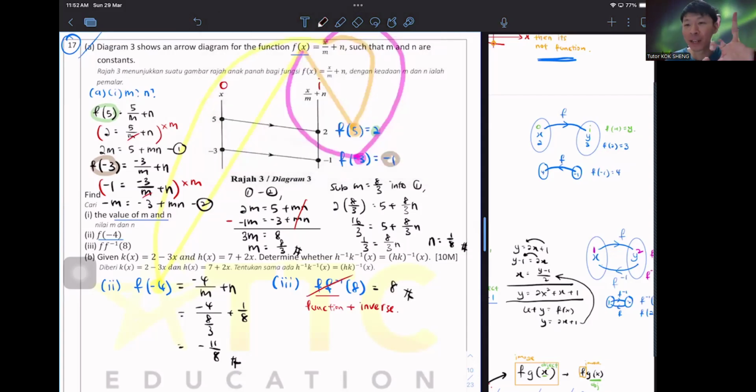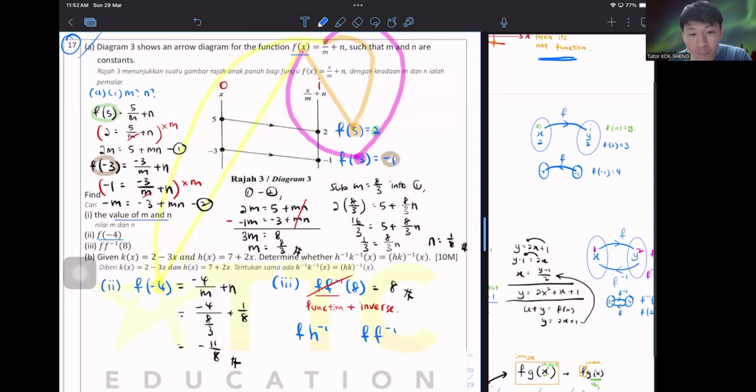Okay, yeah. I repeat here. The function and its inverse must be the same function. I mean, if it is f and f negative 1, these two can cut. It must be a function and its inverse. Only then you can cut. Or maybe like this. Or maybe like this.